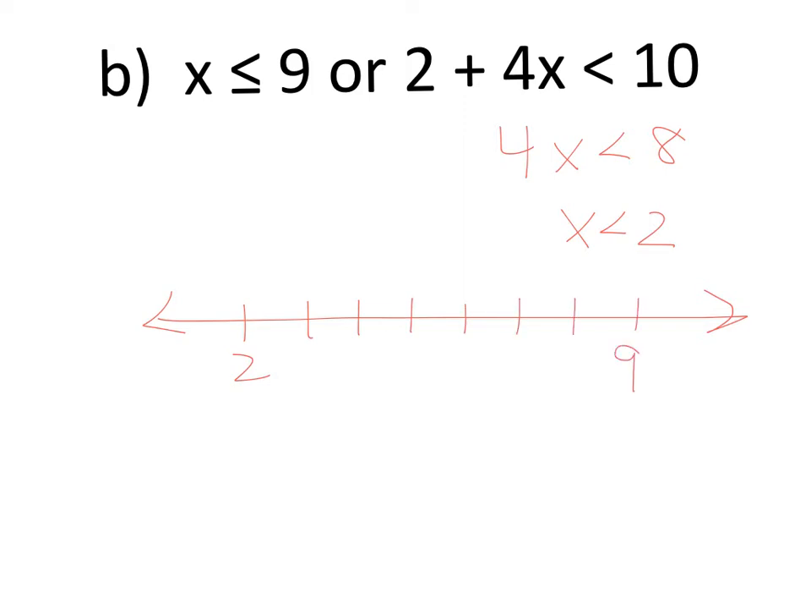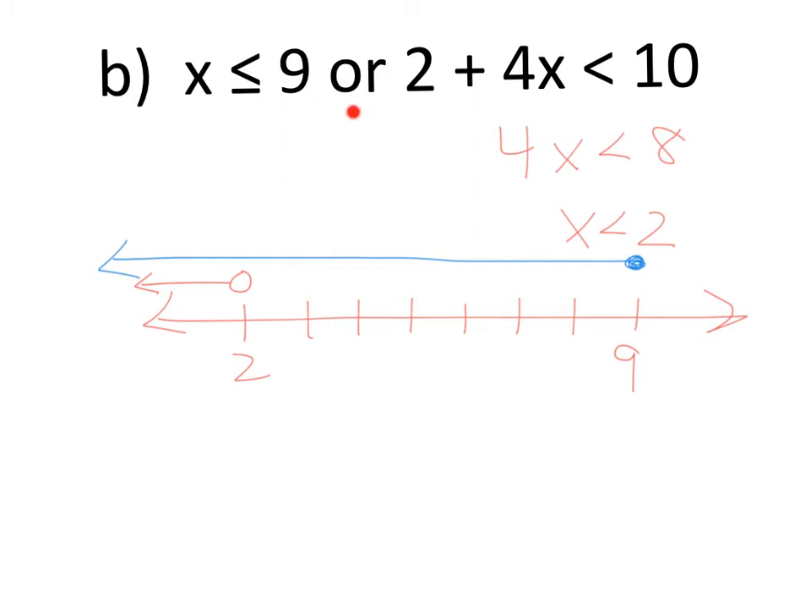Okay, so I'm going to start with the 2. I've got an open circle heading out this way. And then at 9, I've got a closed circle heading out in the same direction. So now on an and statement, we would look at where they overlap. We would have cut it off there, and this guy right here would be our answer, just the 2.